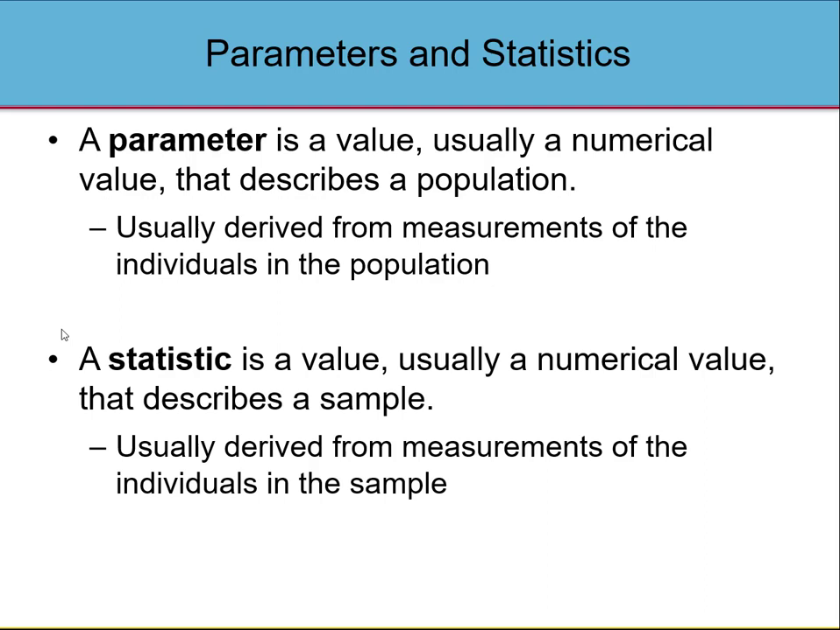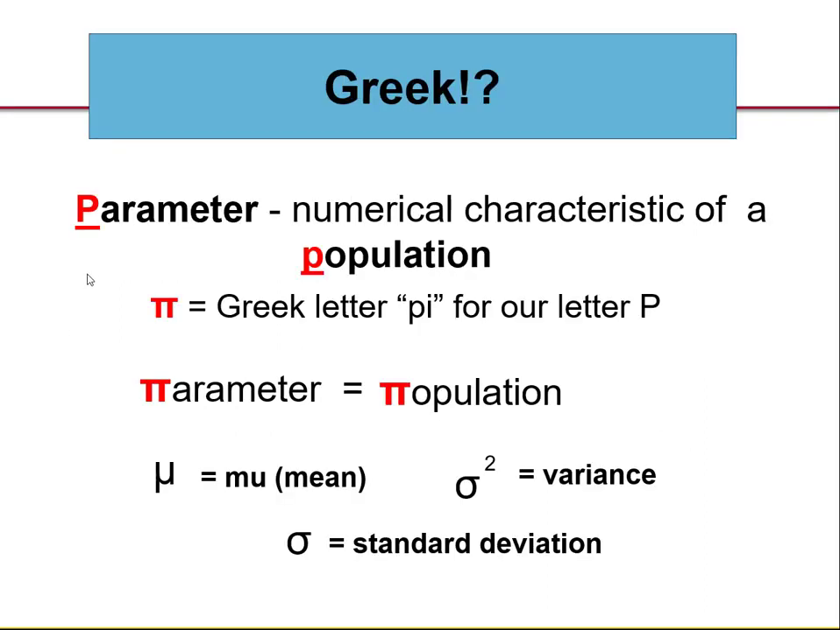Okay, so a parameter is a value that's describing the population, some measurement of the population, and a statistic is some measurement of a sample. And I'm going to give you a little mnemonic to help you remember that. So you will see Greek in statistics. A parameter is a numerical characteristic of a population. Parameter starts with P, and population conveniently starts with P. And this little pi, we're familiar with that, is also the letter P in Greek. So parameter is to population, and the Greek letter represents parameters.